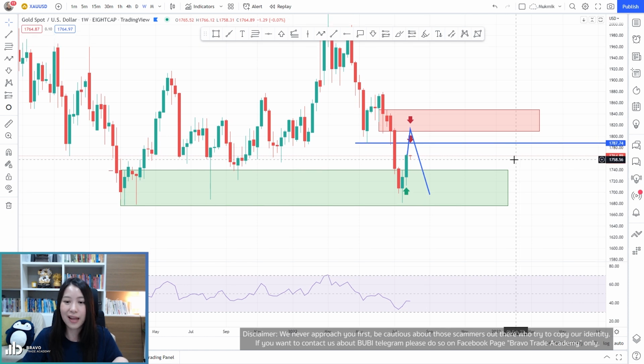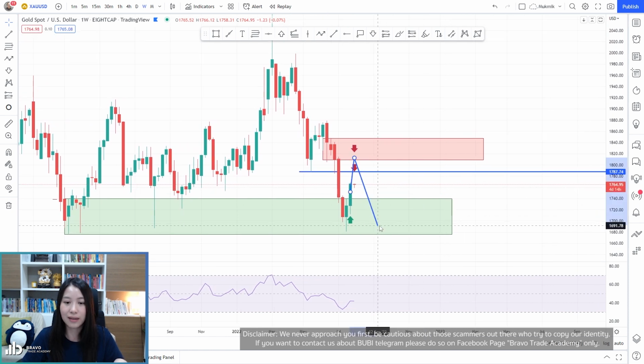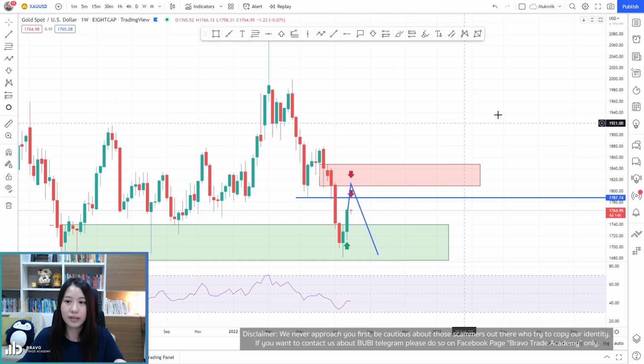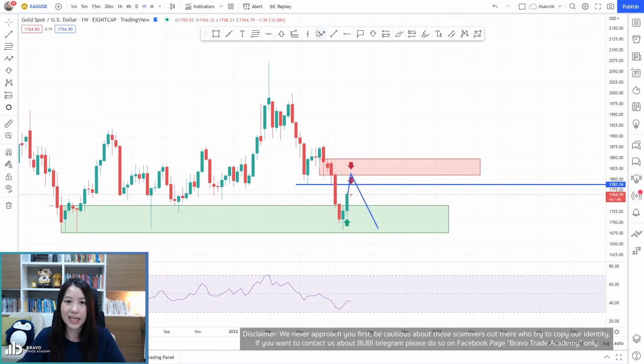Why do I think that the price could come back down again? It is because of the major trend that you can see in this weekly time frame. In the weekly time frame, it is clearly a downtrend. So we need to be really careful at the resistance and the supply zone.